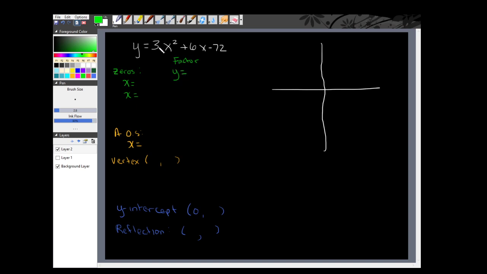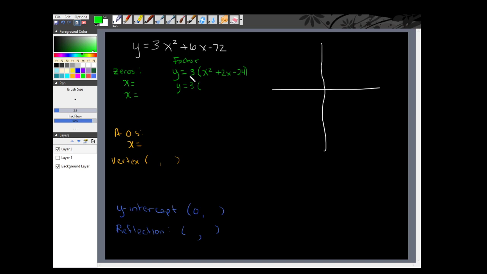So the first thing I notice is 3, 6, and negative 72. Those have a common factor. That is 3. So I'm going to factor that GCF out of my expression. So 3x squared divided by 3 is x squared. 6x divided by 3 is 2x. And negative 72 divided by 3 is negative 24. Now notice that that 3 is my a value, okay?